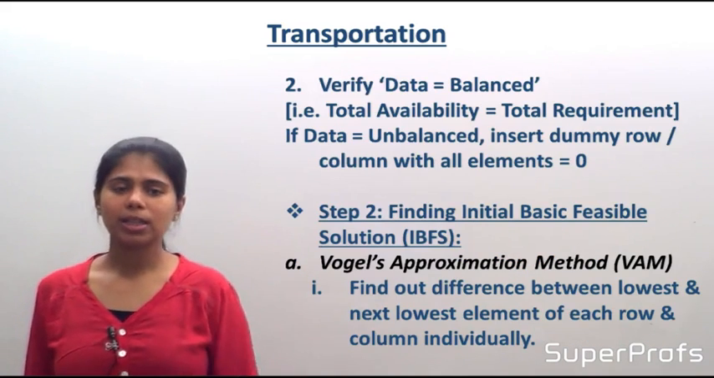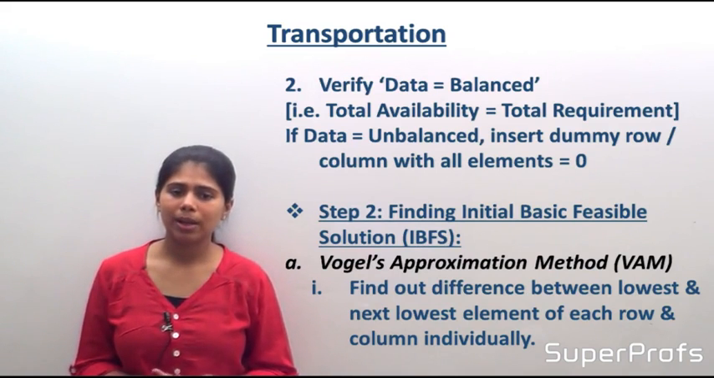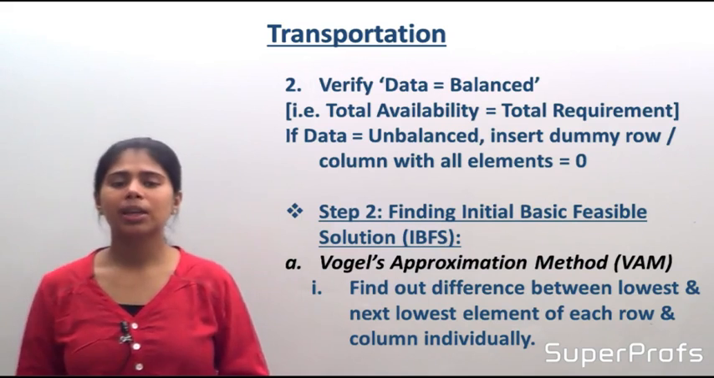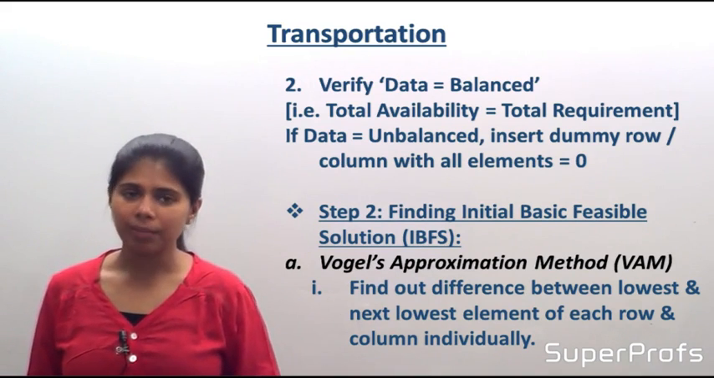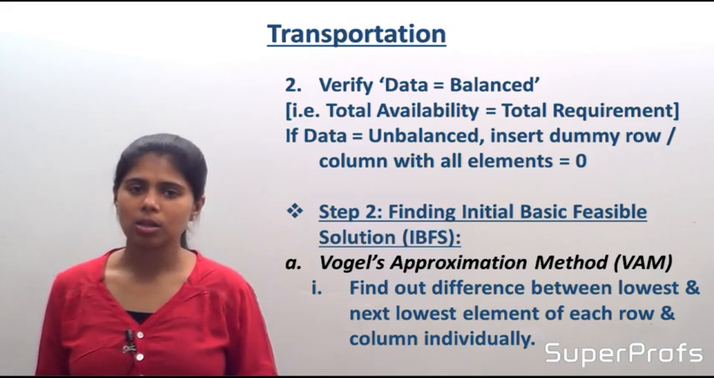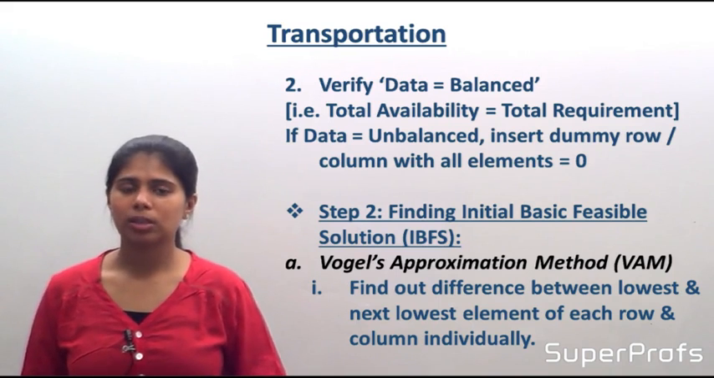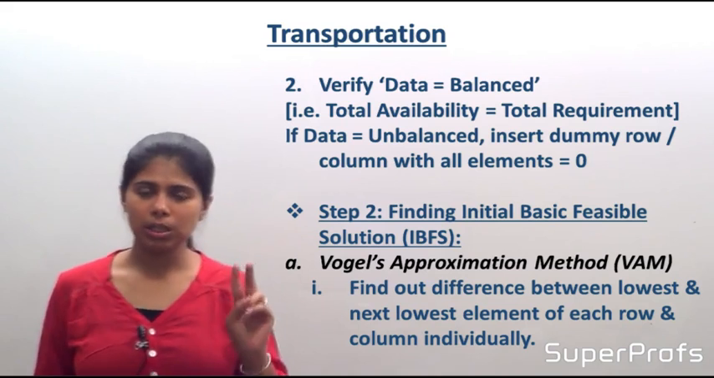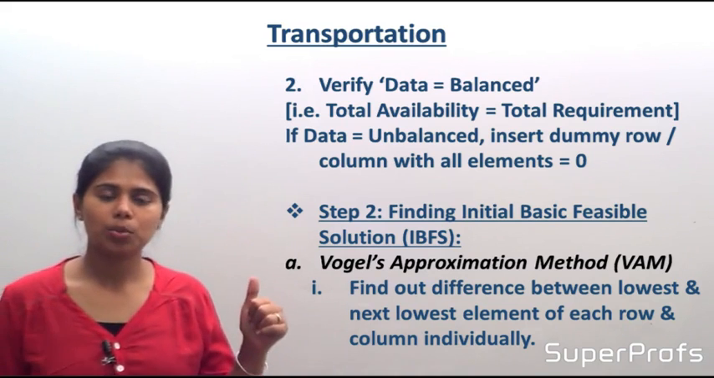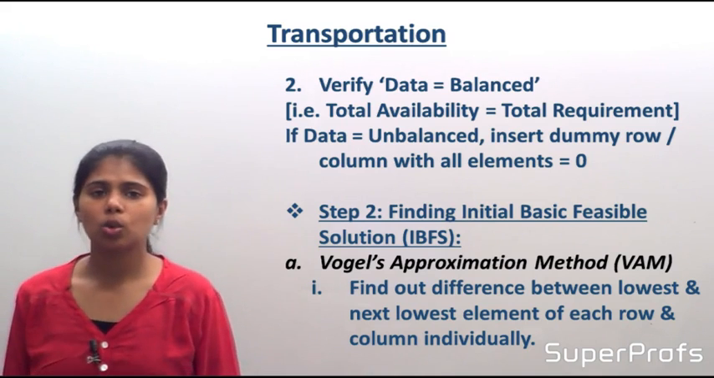The second check is to check whether the data is balanced or not. What do you mean by data is balanced or not? The total availability is equal to the total requirement or not. If the data is unbalanced, then we have to insert a dummy row or column with all elements equal to 0 to make sure that our rows and columns are equal. So those are the 2 important preliminary checks. Checking the objective, it should be minimization, and the data should be balanced.